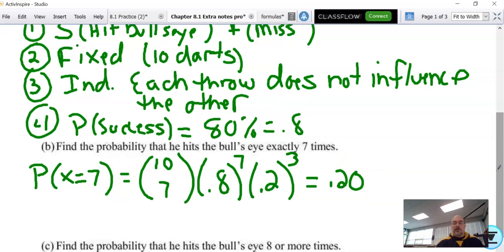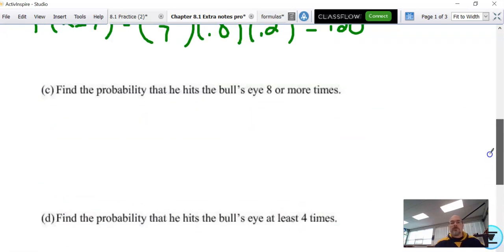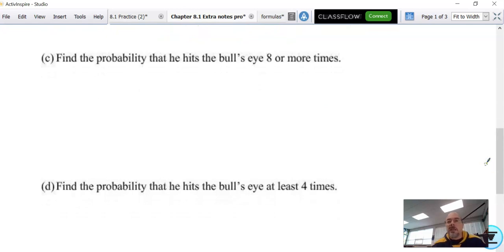All right, okay, now the next one: find the probability that he hits the bullseye 8 or more times. Okay, 8 or more times. So the probability that x is greater than or equal to 8.